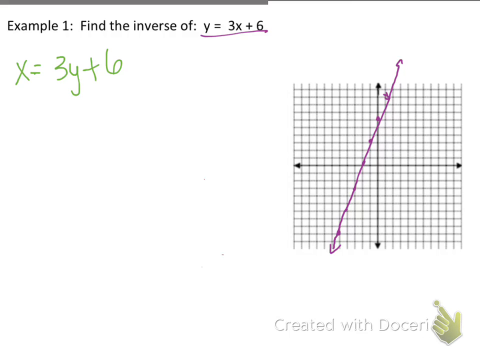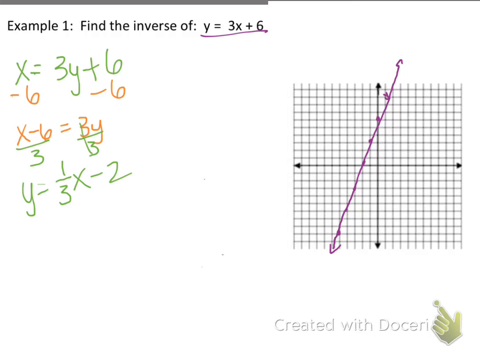And now we're just going to solve this equation for y. So subtract 6, and then we're going to divide by 3. And separating those terms, we get y equals 1/3 x minus 2. And when we graph that line, you can see that it will indeed be reflected across that line, y equals x.